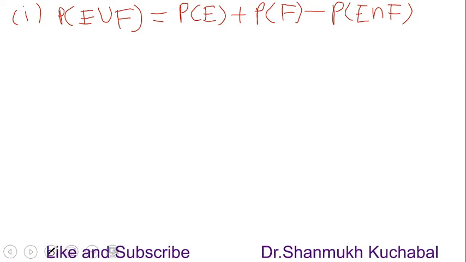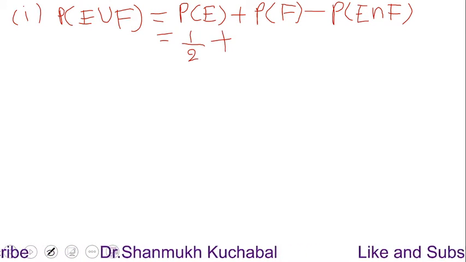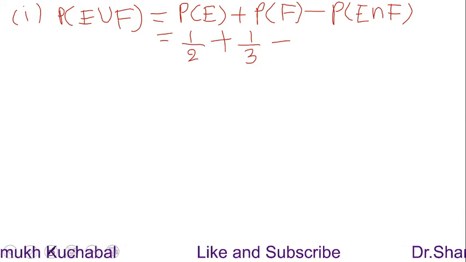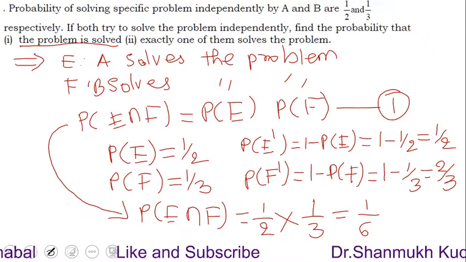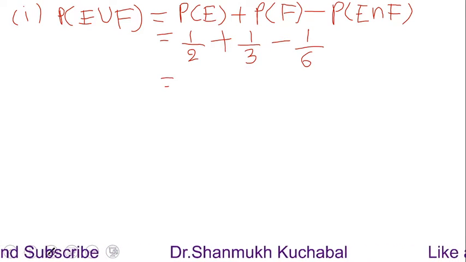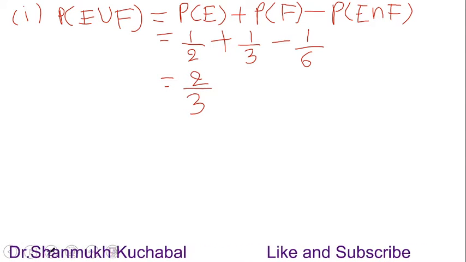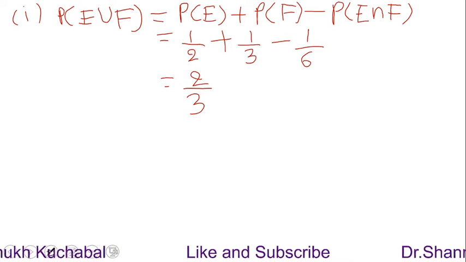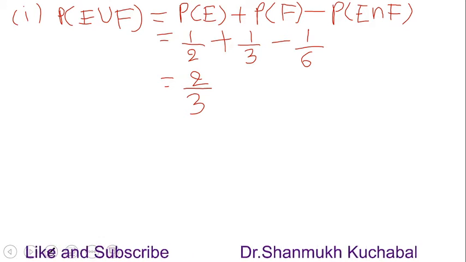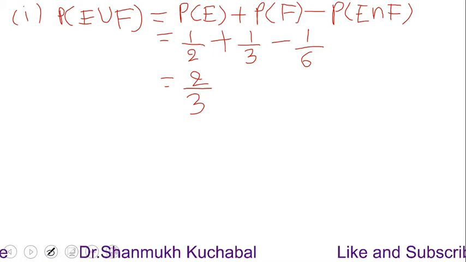So probability of E we know is 1 divided by 2. Next, probability of F is 1 divided by 3, minus probability of E intersection F. The intersection we have calculated as 1 divided by 6, we substitute that, and simplifying this we get the answer as 2 divided by 3. So this completes the first sub question: the problem is solved, that is A or B, or E union F. So we got the answer as 2 divided by 3.